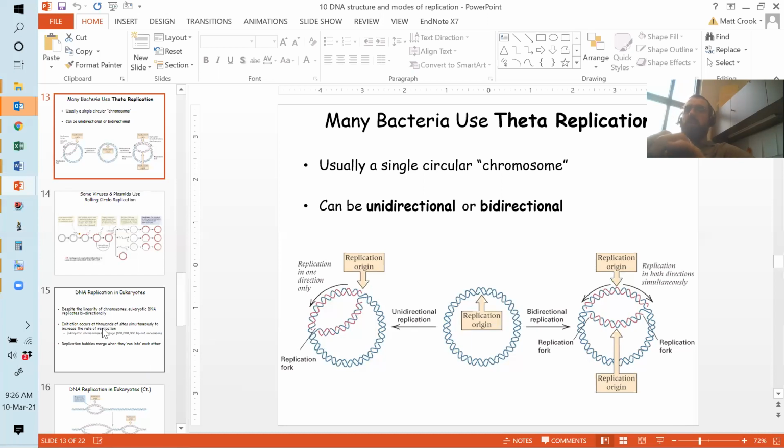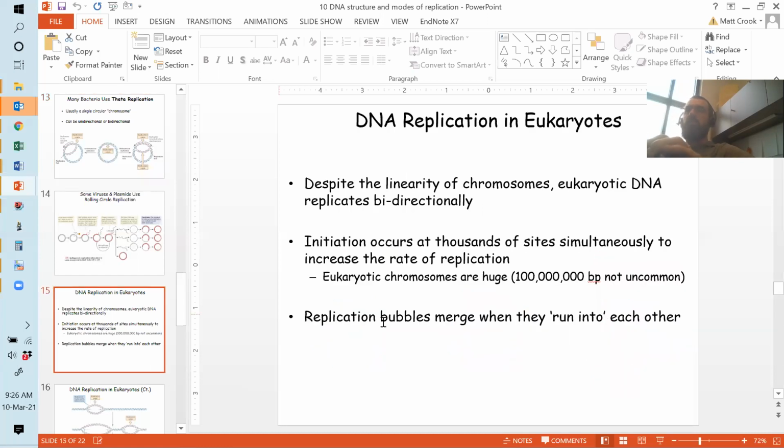So in eukaryotes, it's very different. Eukaryotes have huge linear chromosomes.